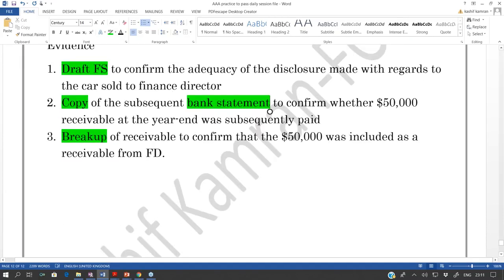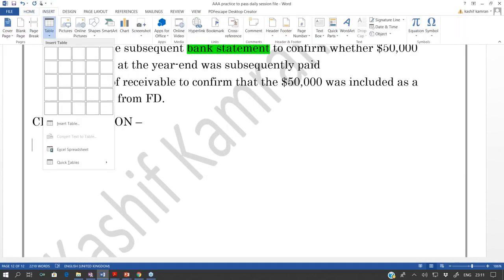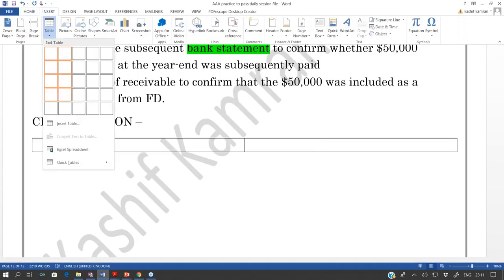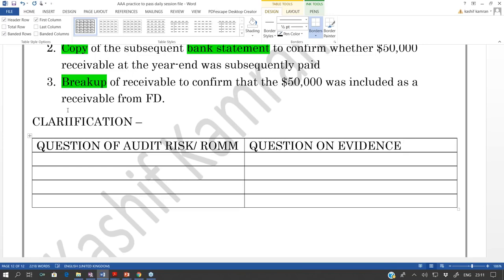Okay, just one last thing before skimming over the December 18 exam question which came in the last exam sitting. Just want to clarify one thing. Just want to raise this clarification once forever because a lot of students are still blur. See the clarification. There are two situations, right? There is a question on audit risk, and there is a question on risk of material misstatement, and then there is a question on evidence. These are two different questions, right?